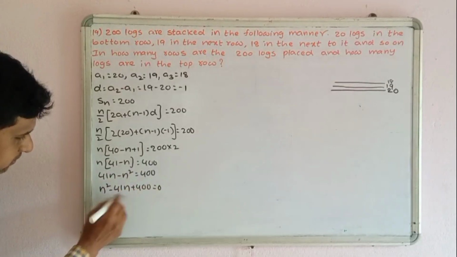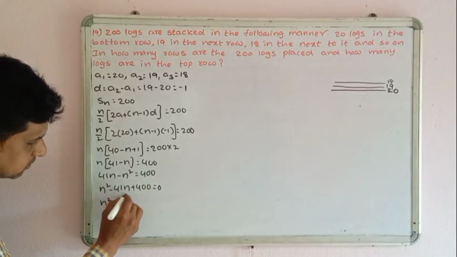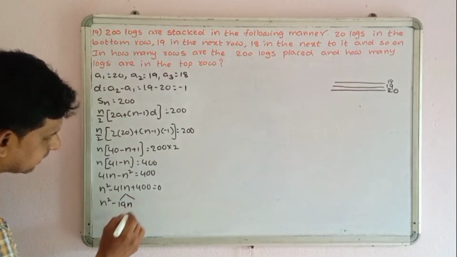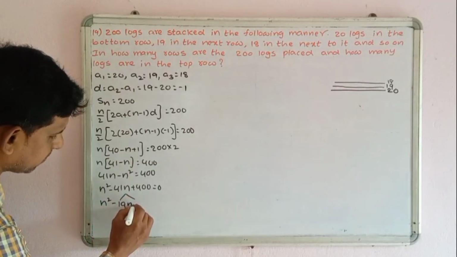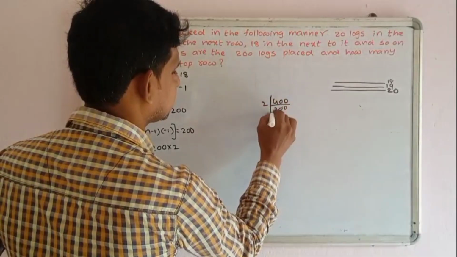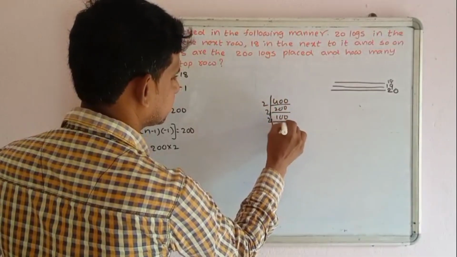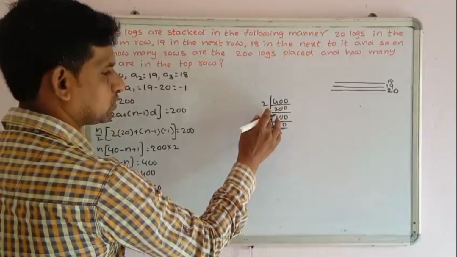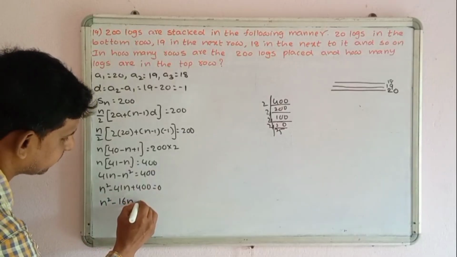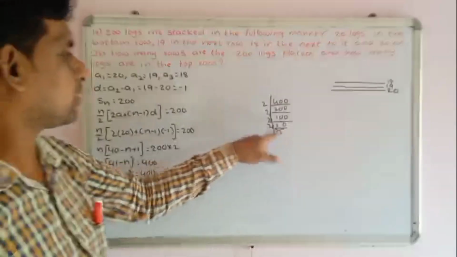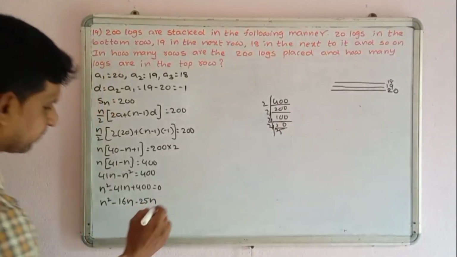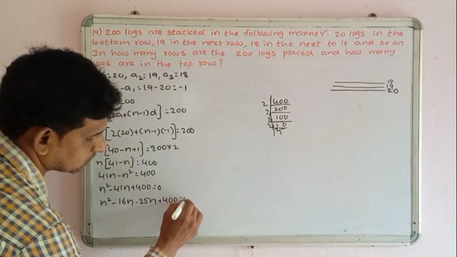So split the middle term into two terms. We need two numbers whose product is 400 and sum is 41. 16 times 25 is 400. So minus 41n can be written as minus 16n minus 25n. So n square minus 16n minus 25n plus 400 equals 0.